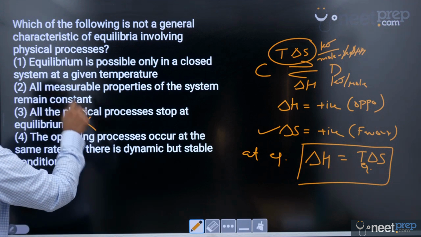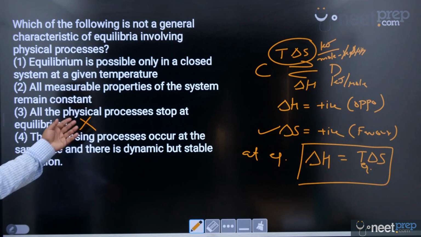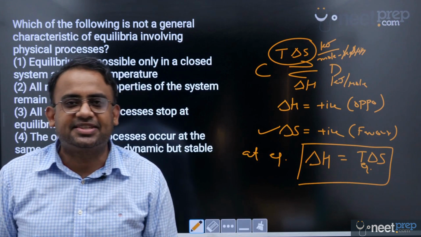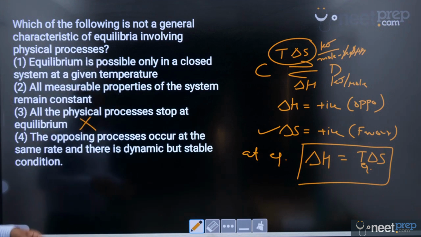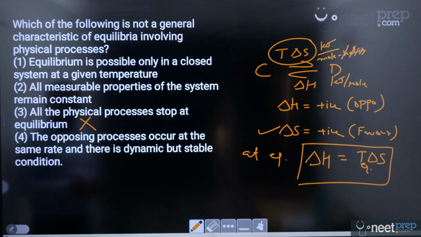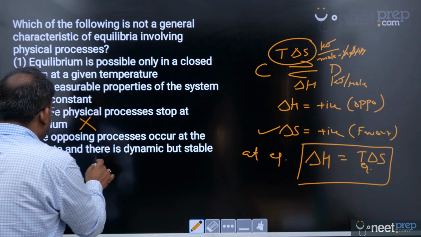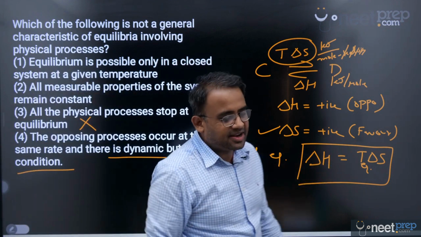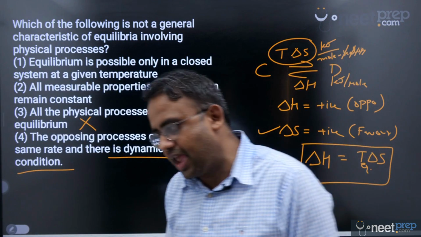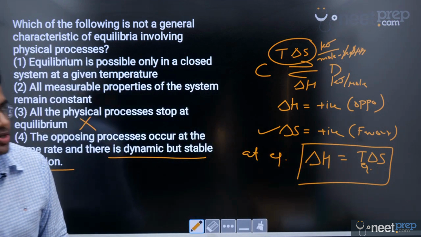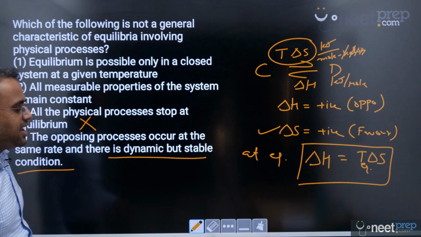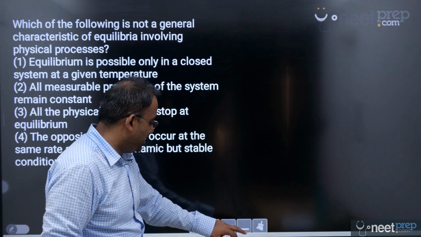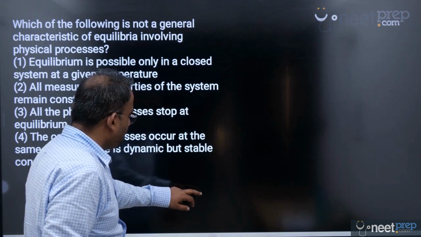All the physical processes stop at equilibrium. This is incorrect. I have given a lot of time to this statement only because I'm going to use these signs of delta H and delta S later in other problems as well. The opposing processes occur at the same rate and there is a dynamic but stable condition. Yes, this is the meaning of this statement: driving forces are there, and opposing processes are taking place in forward and backward directions at equal rate, which is stabilizing all the measurable property values. Now the third option was the correct option for this problem.